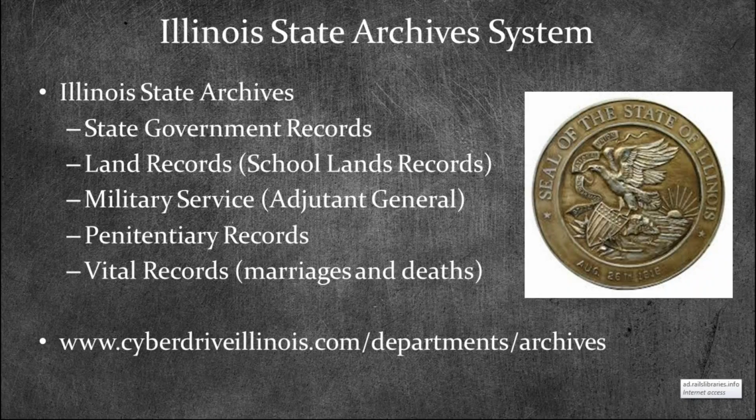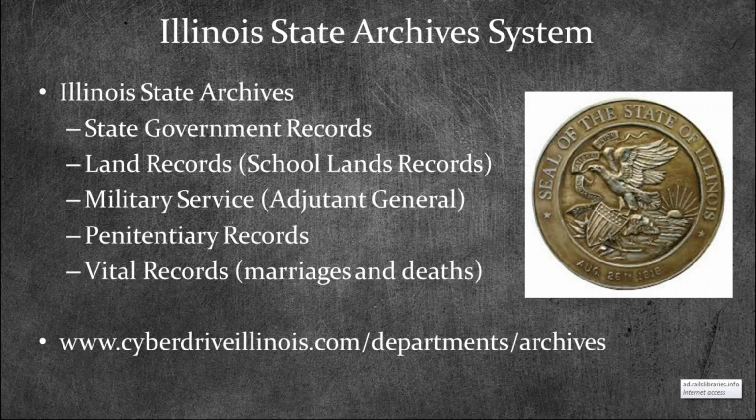But what the state archives collects is things on state government. So whether you have an ancestor who was a state senator or an ancestor who just worked for the state of Illinois, maybe in one of the DMV offices, they're going to have those types of records. They're going to have land records. So if you bought federal land from the government, a copy of those would often get filed at the state archives as well. Military service records, so things like Civil War unit records, are available through the Illinois State Archives.